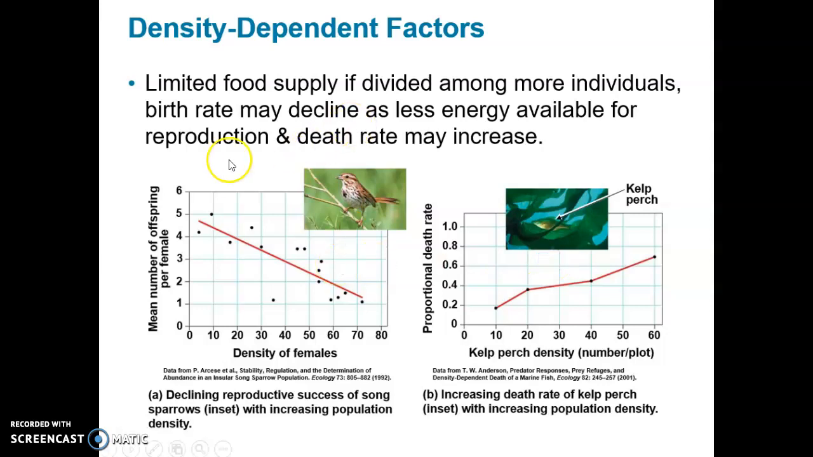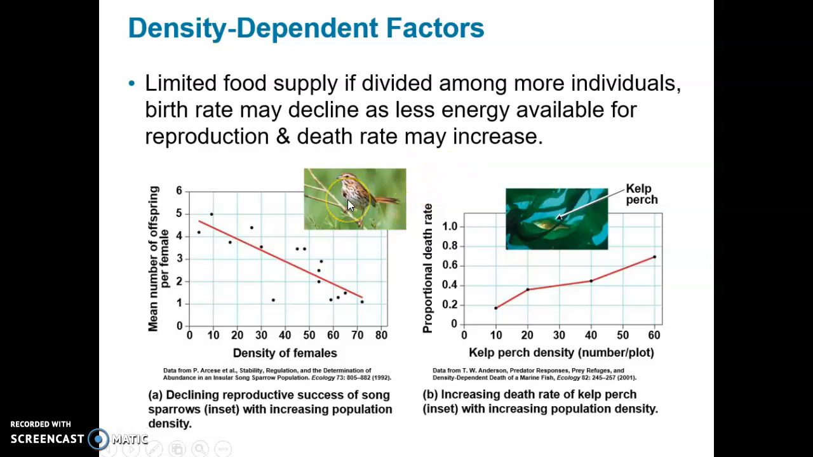To continue on density-dependent factors and their effect on population numbers and density of individuals in populations, let's consider here, with the increased density of nesting females of a particular bird species, with more individuals, the number of resources available for those individual females declines because of competition, intraspecific competition.